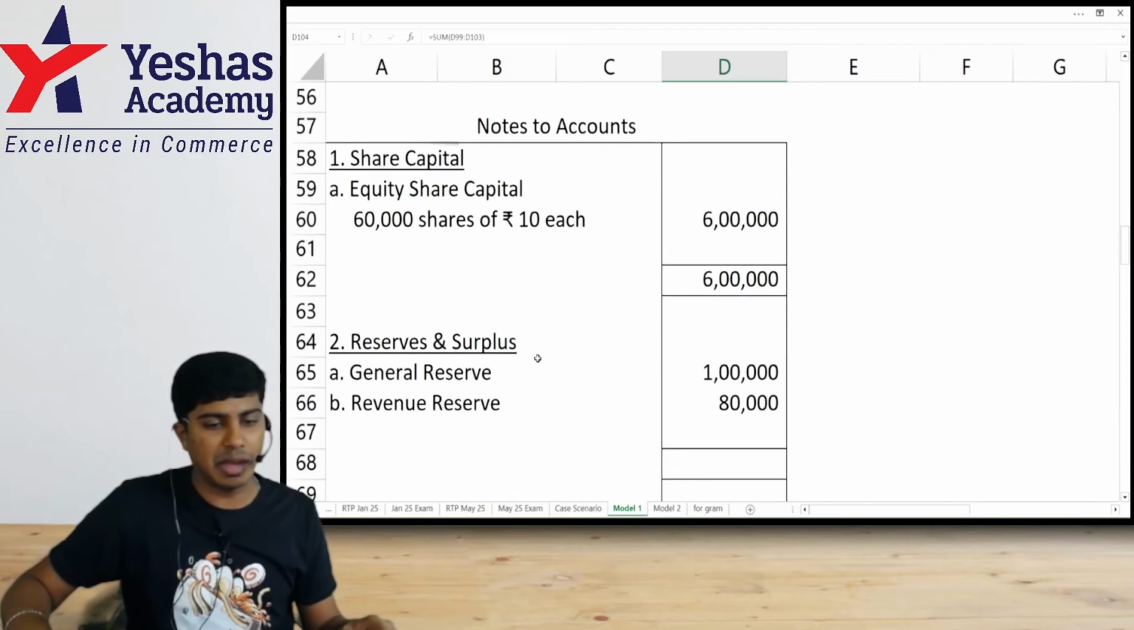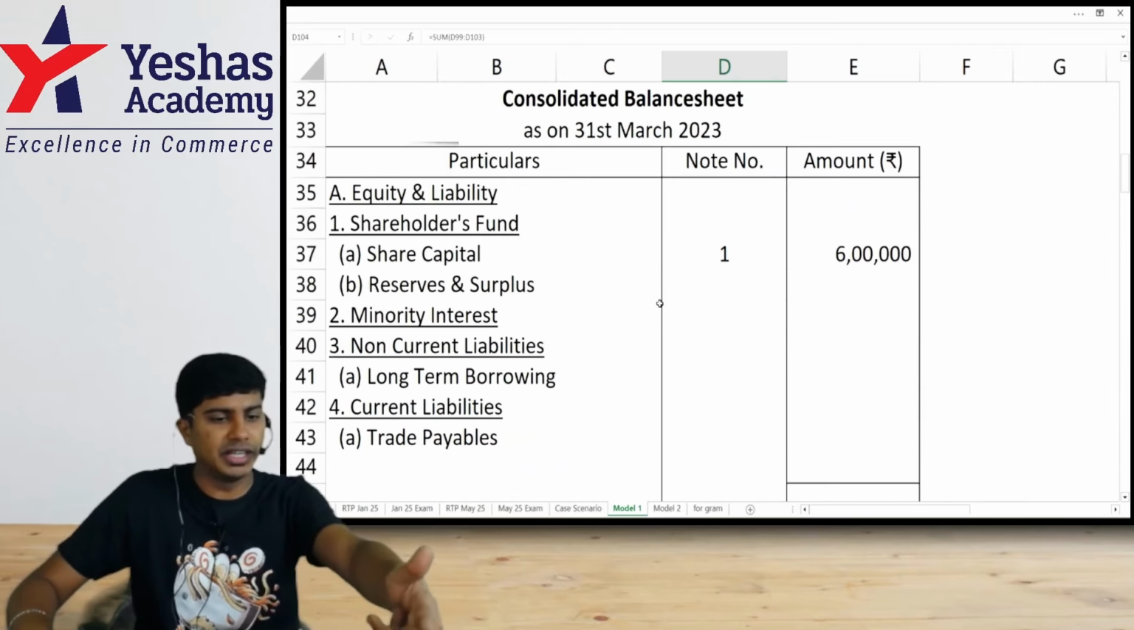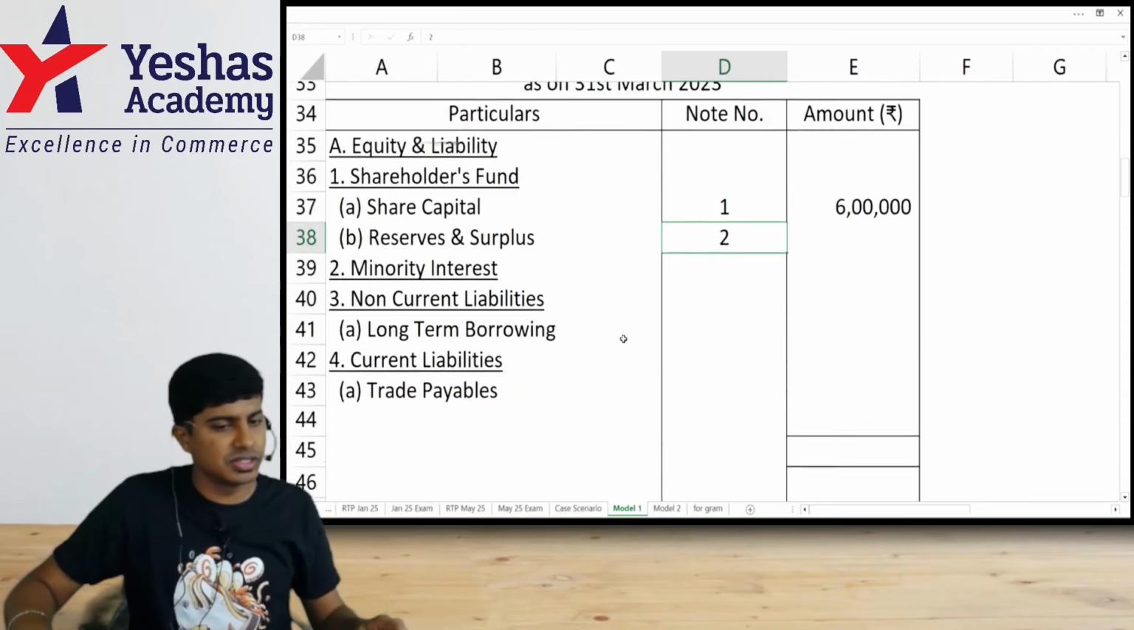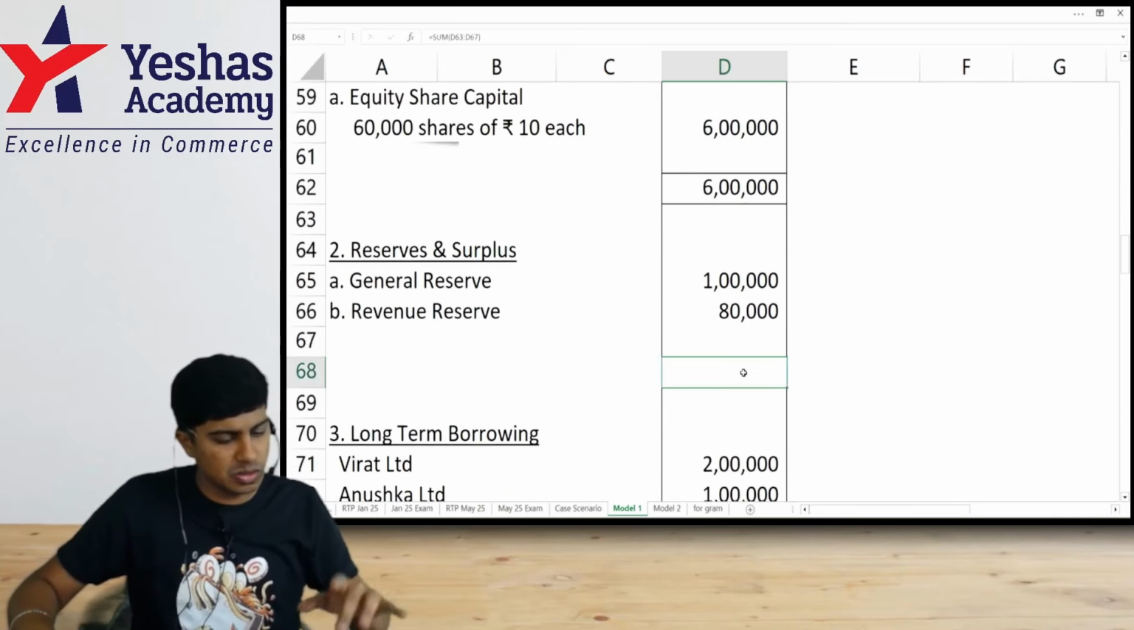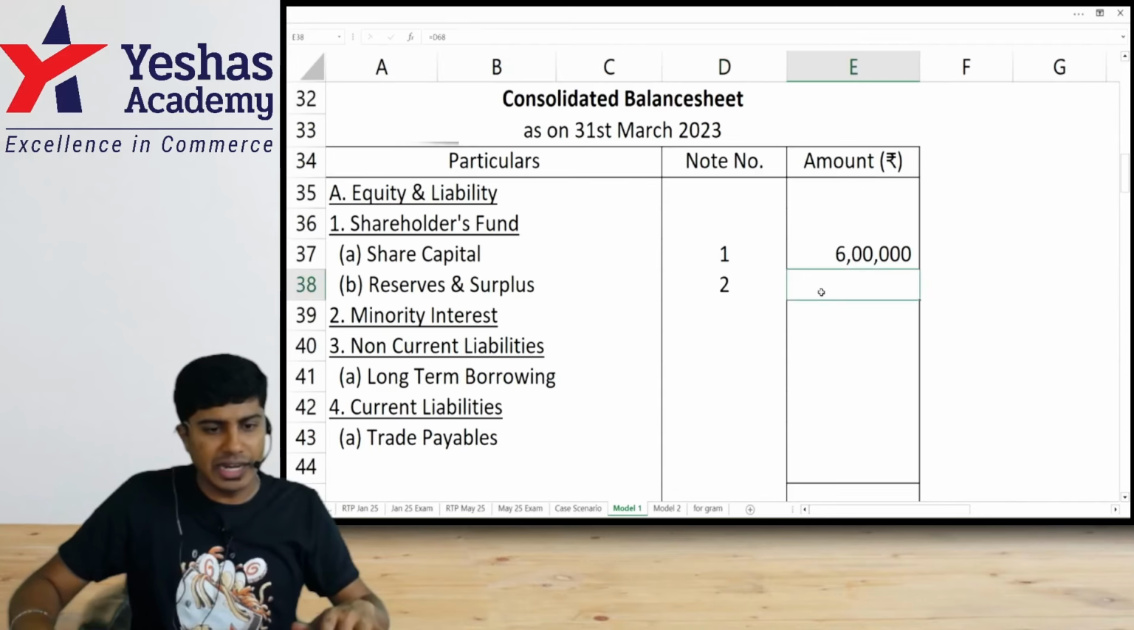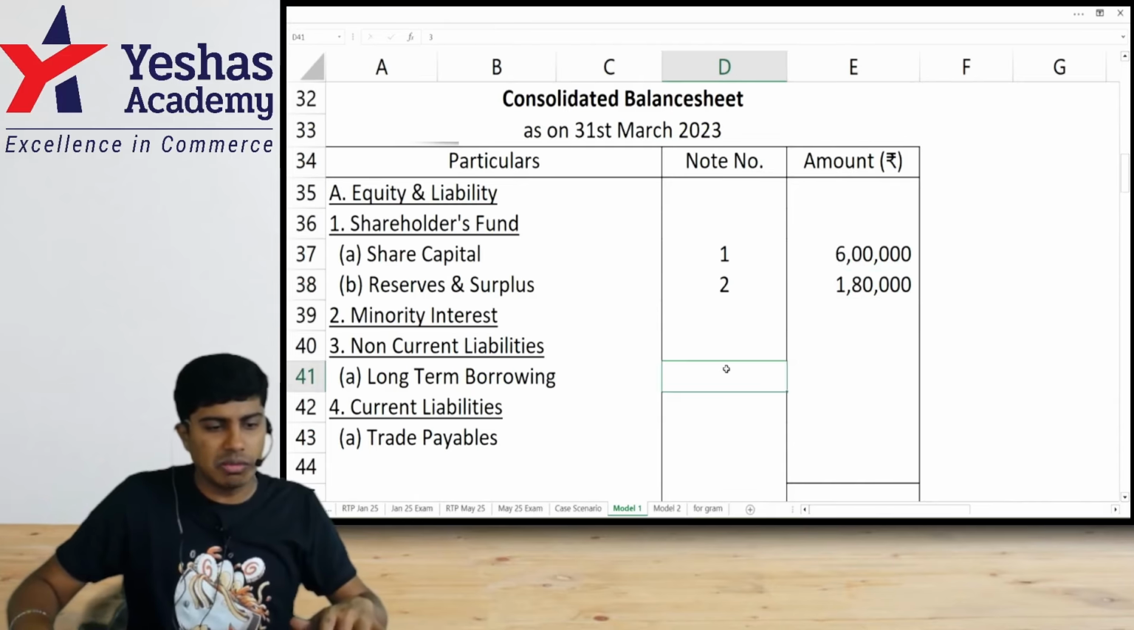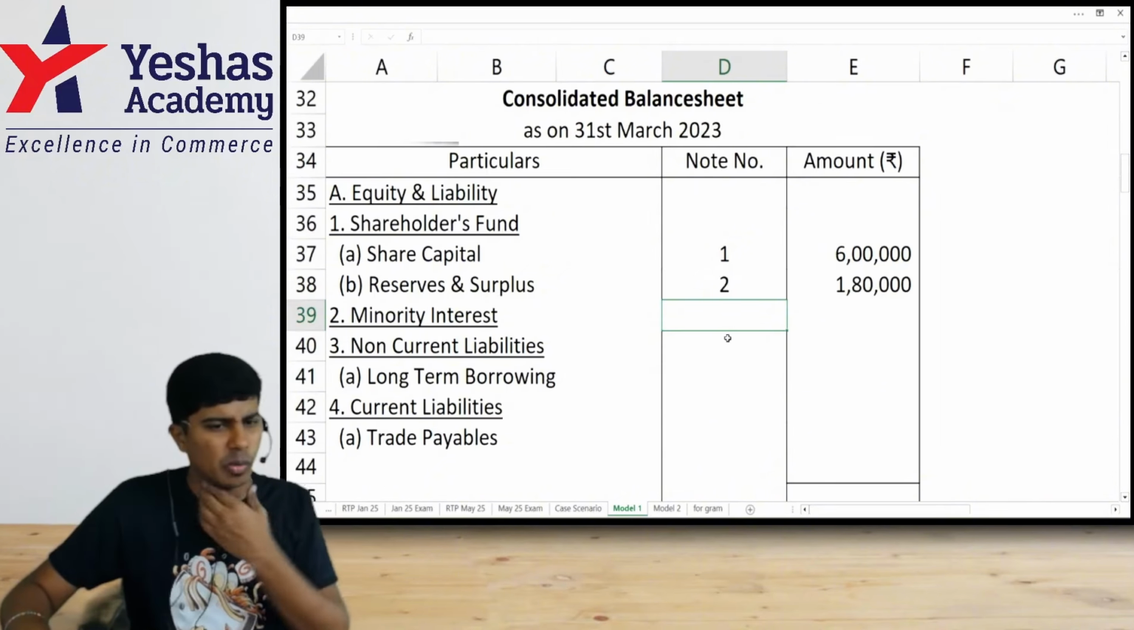How much is our share capital? 6 lakh. I think I've already written the same. Then let's write reserves and surplus. How much is total of reserves? 1 lakh 80. Write 1 lakh 80 to balance sheet. Long term borrowings. Before that, minority interest also should be posted, but we'll go by the order.